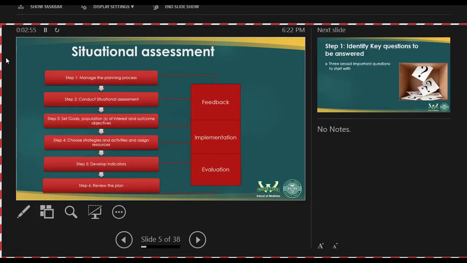So this is a situational assessment. It's a 6-step process, and I'm going to go through each step individually. I have different names when I go through the steps, but basically you start off with managing the planning process, then you conduct situational assessment, then you set goals, population of interest, outcomes, objectives, choose strategies and activities and assign resources, develop indicators, review the plan. It's basically feedback, implementation, evaluation, and then loop back to feedback, implementation, evaluation. That's all it is. It's not rocket science. It's pretty easy.